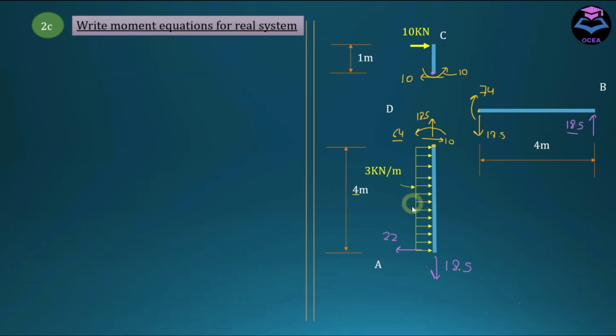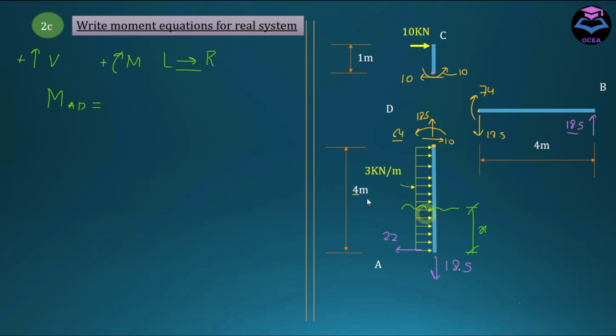Okay, now to write the moment equation for this real system. First, let me write down my sign convention. Upward shear force is positive, clockwise moment is positive. I usually go from left to right, so I take the sign convention as positive. Let's write the equation for this member. Let's cut a section here at a distance x, coordinate x, and capital M_AD, because it's associated with the real system. That's why it's capital.